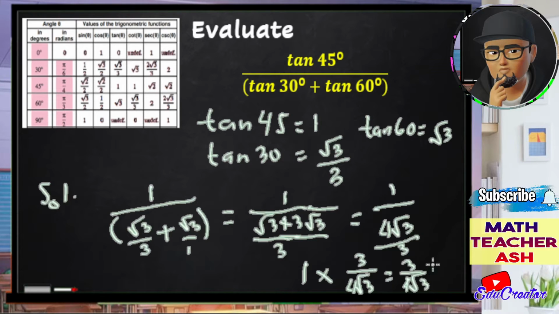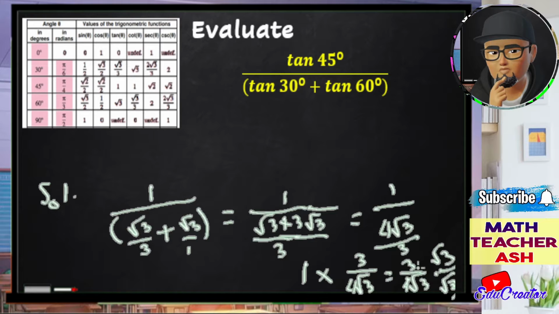Now, my dear math learners, is this the final answer? Sad to say, it is still not finished because it is prohibited for us to have a final answer with a radical sign in the denominator. So we need to rationalize this one. How do we rationalize? We multiply the denominator by square root of 3, and in the numerator, we also multiply square root of 3.